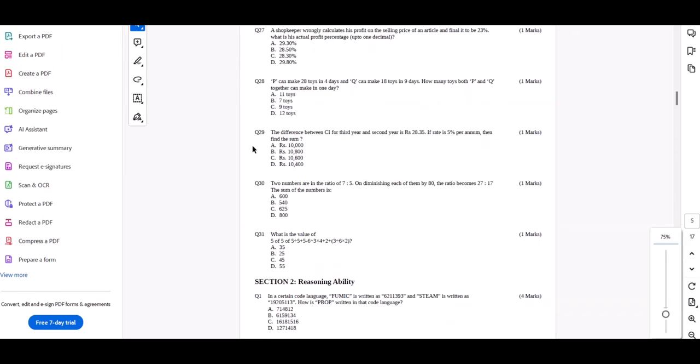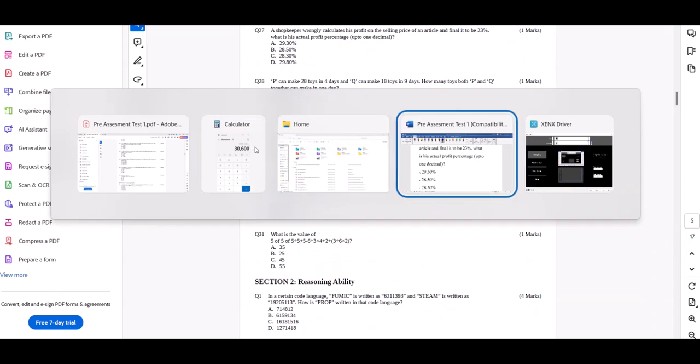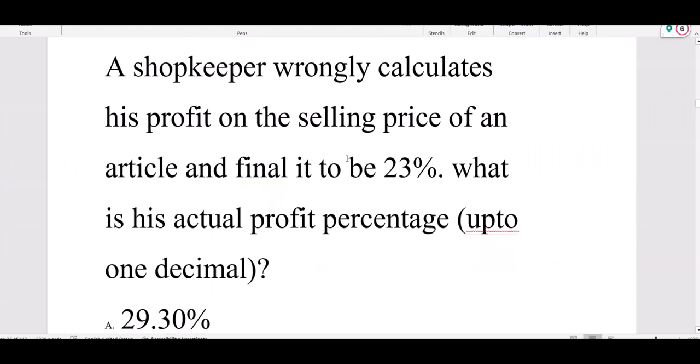27 is again profit and loss related. A shopkeeper wrongly calculates his profit on selling price and finally it comes to 23%. What is the actual profit percentage? Profit and loss should be calculated on cost price. But this person by mistake calculated on selling price. Actual profit percentage means now you have to calculate profit with respect to CP into 100. Instead of profit by SP into 100, you have to calculate profit by CP into 100.